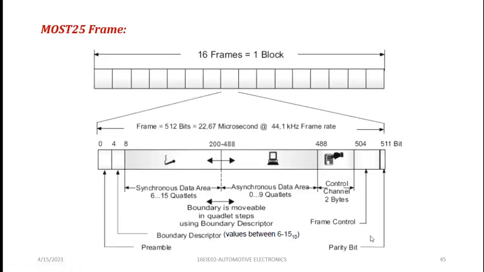Here you can see the MOST 25 protocol frame. It is going to have 16 frames, which is said to be one block. In that we have the synchronous data area, the asynchronous data area and a control channel also. So it is the combination of all three.